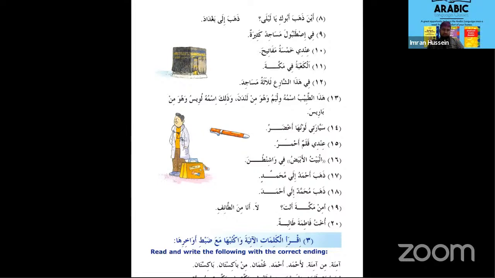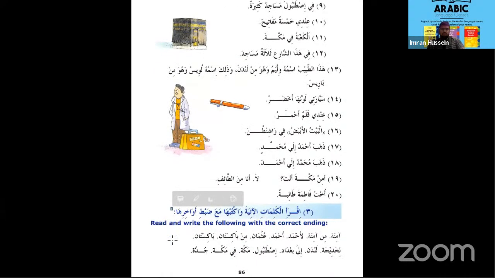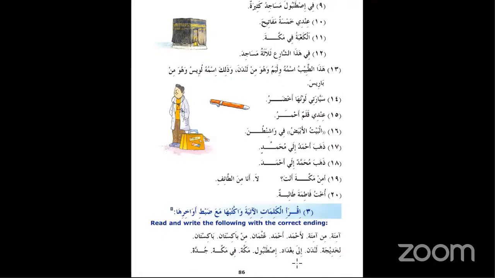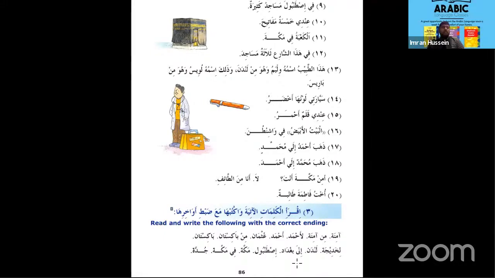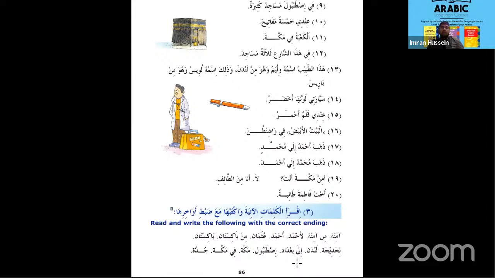Ukhtu Fatimata talibatun. The sister of Fatima is a student. Right. Now, can you read these as well? All of these words here are diptos. So, Aminatu, min Aminata. Li Ahmada, Ahmadu. Correct. Uthmana, Uthmanu. Originally it's Uthmanu, and min Pakistana.